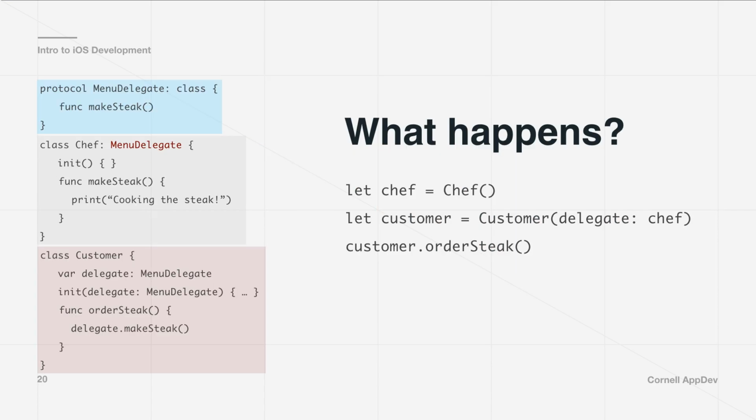So let's assume we initialize a chef, and we also initialize a customer, and we delegate that chef to the customer. Inside that delegate argument, we pass in the chef because it's the chef who conforms to the menu protocol. It's the chef who has to make the food, right, for the customer. So can someone tell me what happens when we call customer.orderSteak? Yeah. Exactly. So what happens is that inside that instance of a chef, we call that function make steak, and that will get printed to the console. That's right.